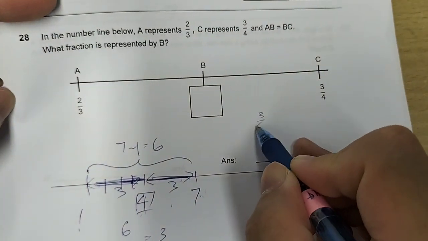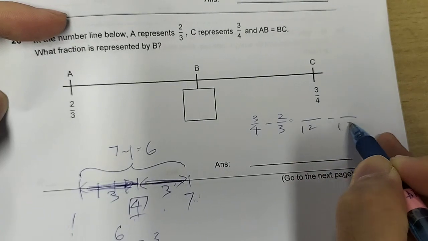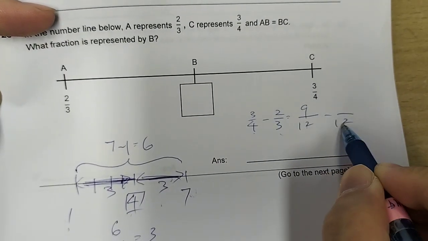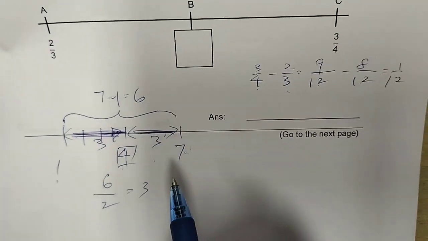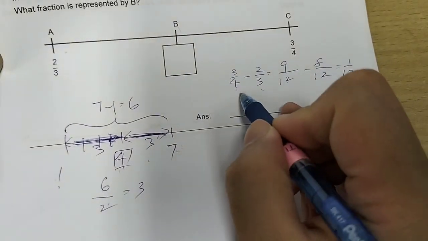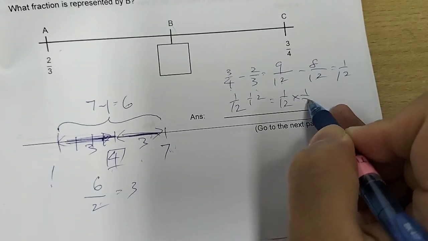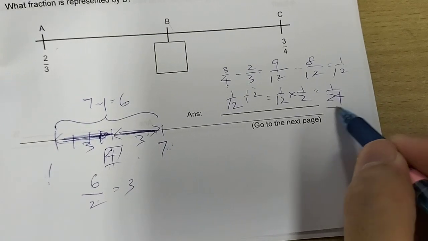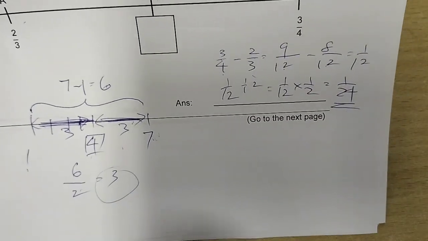First step, 3/4 minus 2/3. Times 3, times 3, times 4, times 4. I'll have 1/12. After I get this number, I divide it by 2 because there are 2 equal parts. So I use 1/12 divided by 2, which is 1/12 times 1/2, is 1/24. Okay? So 1/24 is this. That's not the end yet.